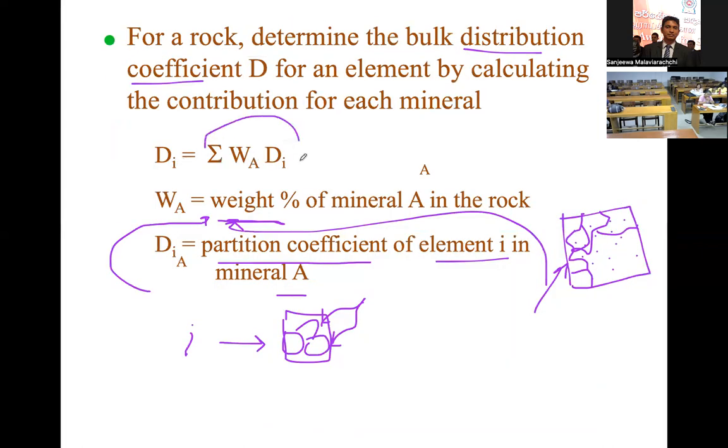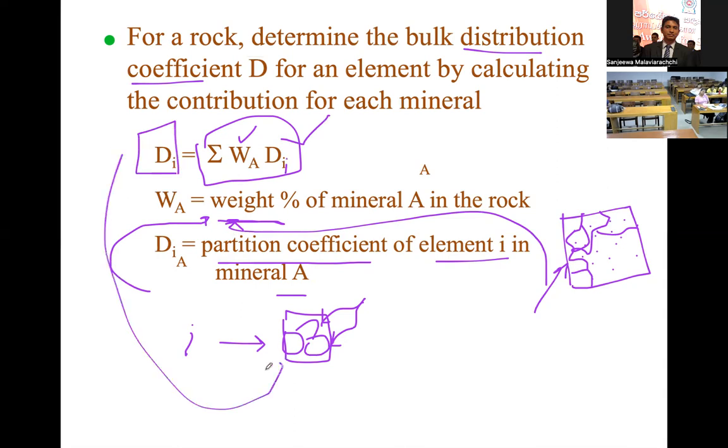So this is the formula for that. You have the modal percentage of that mineral, or weight percentage, or volume percentage, but anything is okay. It should be a proportion, right? And then it should be multiplied by each individual partition coefficient of that element i in this case. That will give you the bulk partition coefficient of element i in this rock.